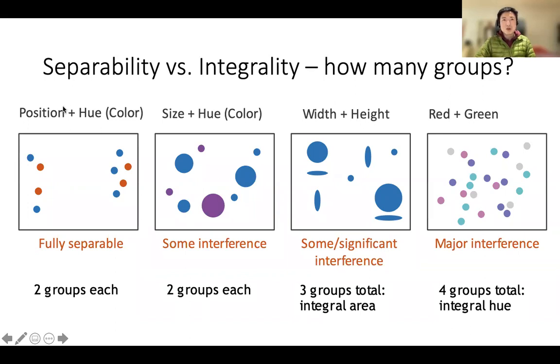So that's the thing: when you're choosing your channels to represent your attributes, you want to make sure they are fully separable as much as you can, and avoid the case like this, when the two channels are completely integrated and you can't really tell there are two different channels, but rather you will see them as one.